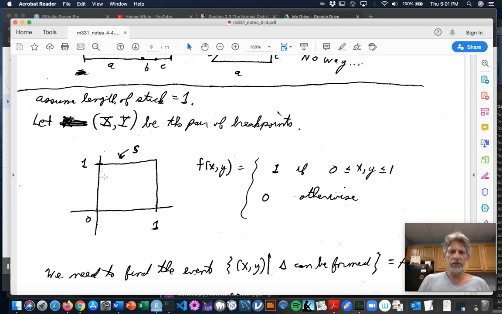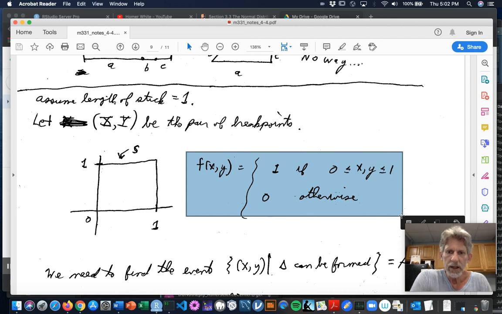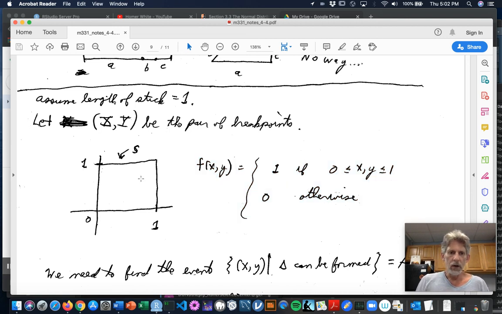I suggest the following PDF is what we're looking for. It's 1 if x and y are both between 0 and 1. So it's going to be 1 over this square that you see here in the xy plane. That's our sample space, the support of the PDF. It's going to be 0 outside of that square.